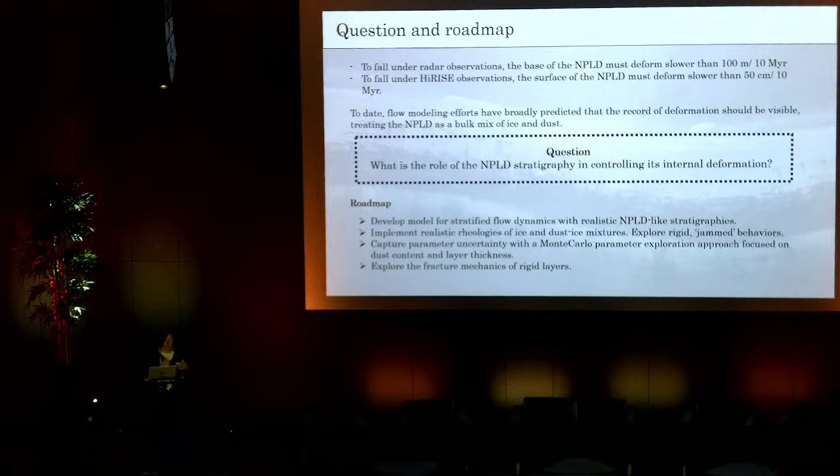And then essentially what we're going to do, me and Isaac, we did a Monte Carlo exploration looking at different possible dust contents. We cannot constrain exactly layer thickness and dust content, particularly as we move to the bottom of the NPLD. So essentially we did a random exploration. And ultimately, we're looking at possible fracture mechanics. So what are these rigid layers, these layers that we've been discussing before in the NPLD? Do they break, or what happens with them?